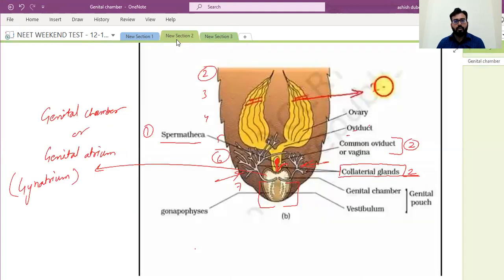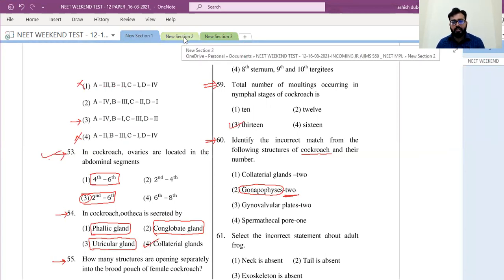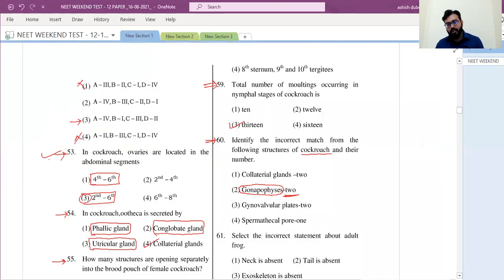And the next one was spermathecal pore. See, the spermathecal pore is 1. Here there is the spermatheca, and this one is the pore. So the spermathecal pore is 1. Gynovalvular plates are 2, collateral glands are 2, but the gonapophyses are not 2.